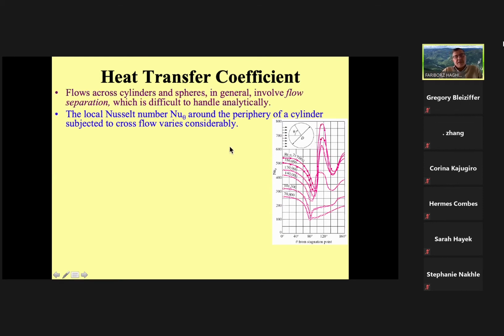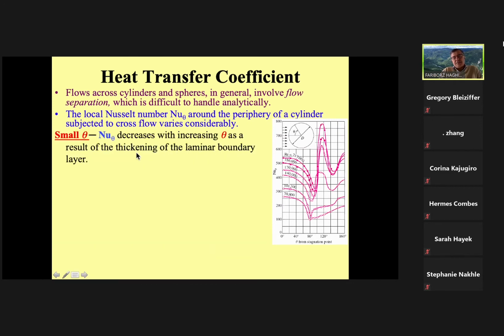Now, if you look here, flow across a cylinder or a sphere in general involves flow separation, as we saw in the previous picture. Here we're talking about local heat transfer coefficients. Look at theta. Theta represents the angle around the cylinder subject to flow. As we mentioned here, if theta is small, this region decreases as theta increases. This represents the value that we have here. The heat transfer coefficient decreases slowly, depending on the Reynolds number.